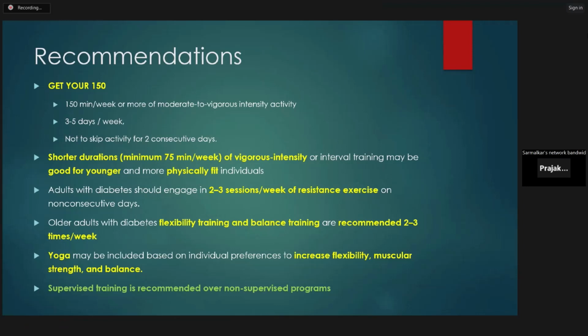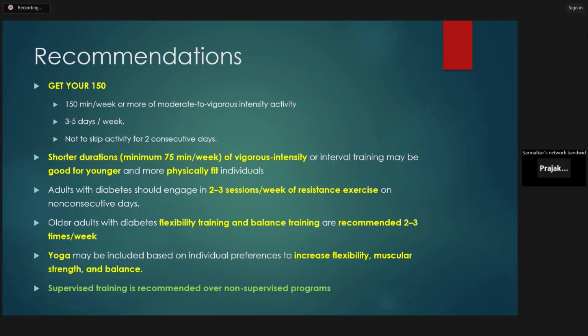Now, as I said, HIIT, there are higher vigorous intensity activities which you could do for 75 minutes per week. You could split it up. But it's been very clearly said, it's for younger and physically fit individuals. You have to have a screening done before you start any form of activity. Adults with diabetes can do 2 to 3 sessions per week of resistance training.